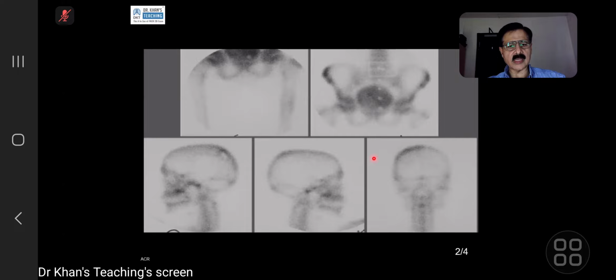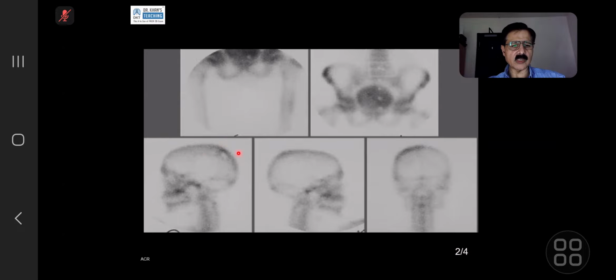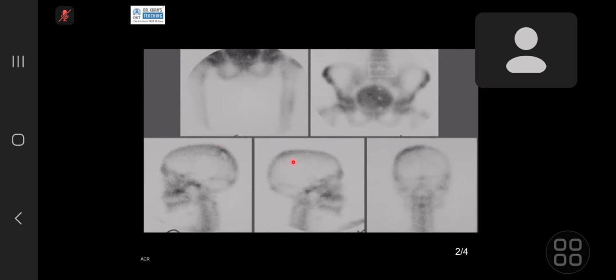So here, the same case has got a skull nuclear scan. What do you think is happening? I can see that there is focal increased uptake on the right side of the skull. What will you do next?